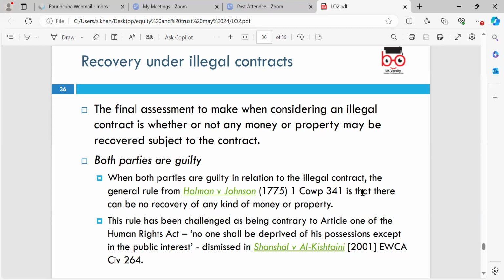This rule has been challenged as being contrary to Article 1 of the Human Rights Act: no one shall be deprived of his possession except in the public interest. It was dismissed in the case of Shanshal v Al-Kishtaini (2001). In this case, the claimant's claim to recover money failed because of illegality.